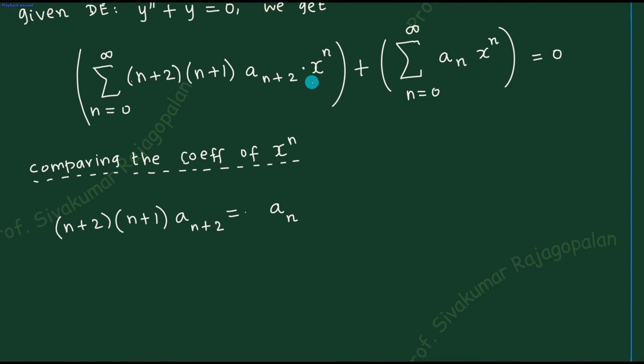Now what is the next step? These are all x to the power n that we are going to write down. So the next step is that we are going to compare the powers of the identical power. So what is the identical power that you are having? X to the power n is the identical power.